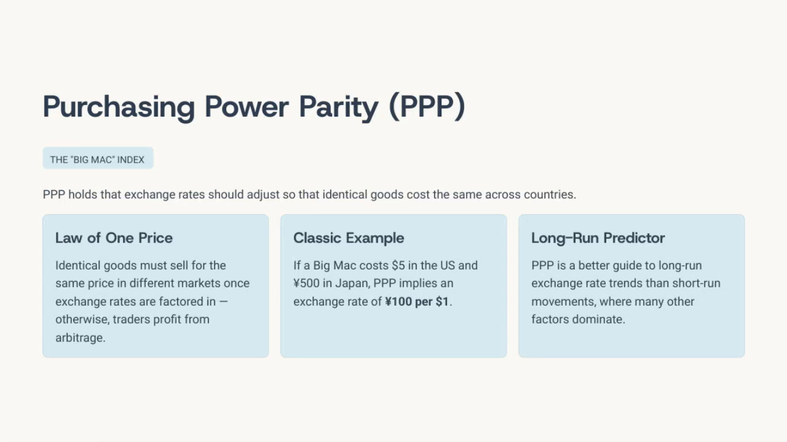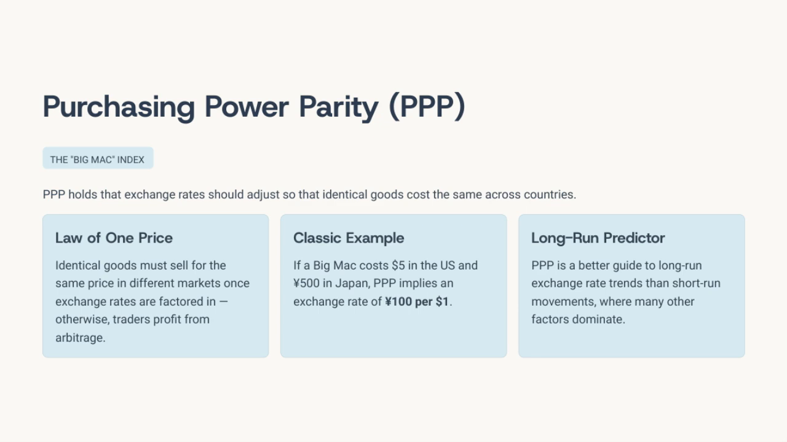PPP, or purchasing power parity, is generally a better guide for understanding long-term exchange rate trends than short-term movements. That's because short-term changes are often influenced by many other factors, like interest rates or political events, which can obscure the underlying trend. When we look at the long run, though, PPP provides a clearer picture of where exchange rates should head.